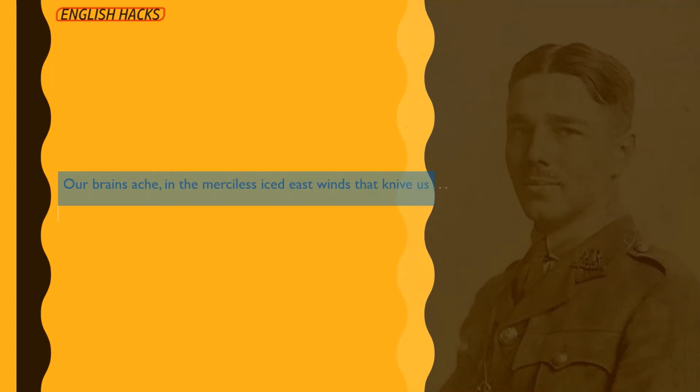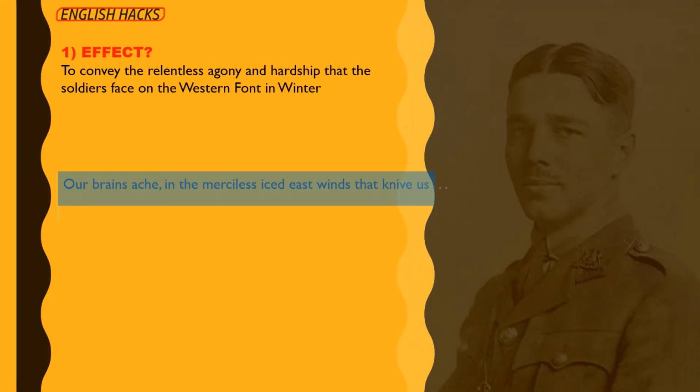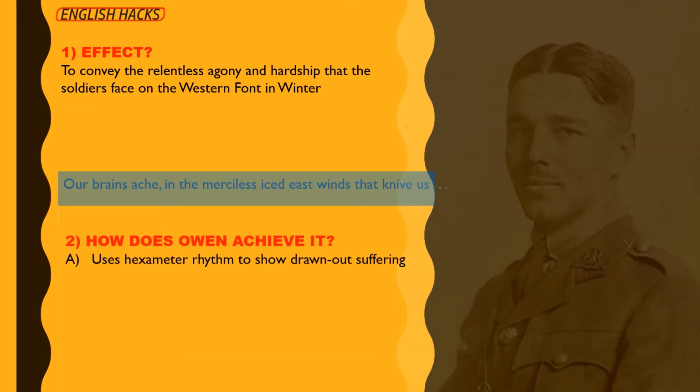The first of our neon lines then is the opening line of the poem. "Our brains ache in the merciless ice east winds that knife us." Through this, Owen's trying to achieve a sense of the relentless agony and hardship that the soldiers face on the Western Front through a very harsh winter. He achieves this through a number of effects. Firstly, there's the use of a hexameter rhythm, which is a very long line length, to show that their suffering is very much drawn out.